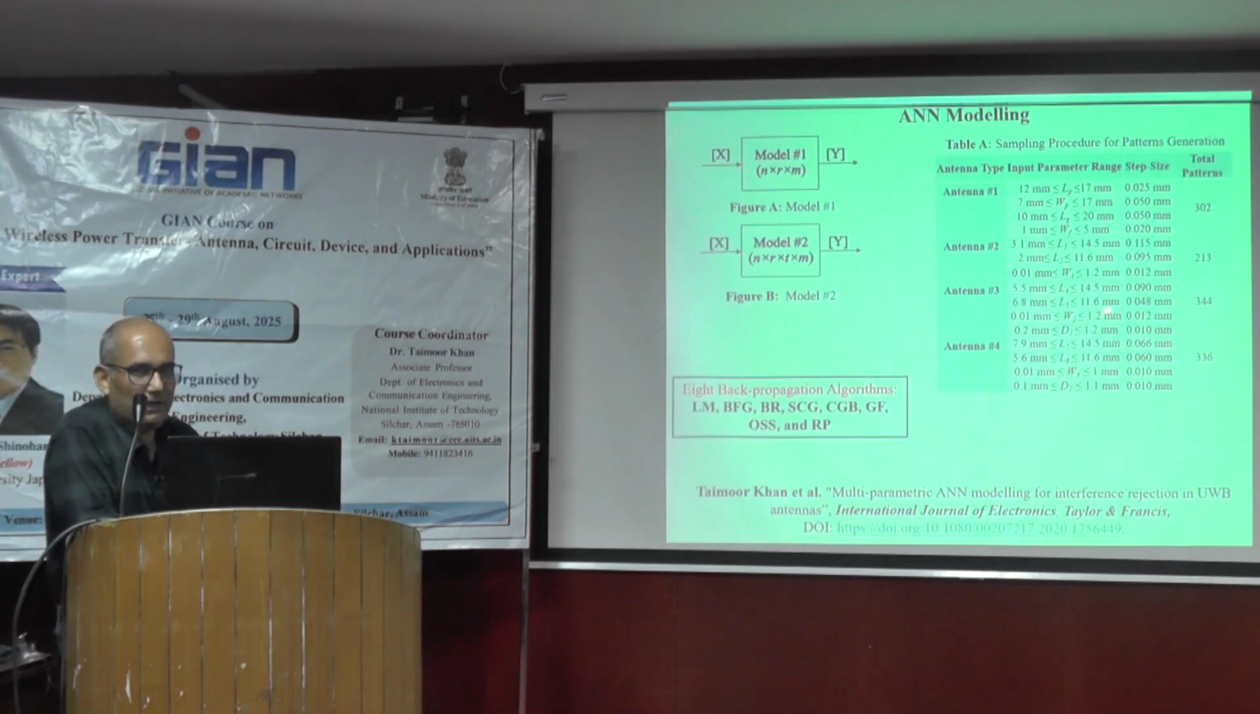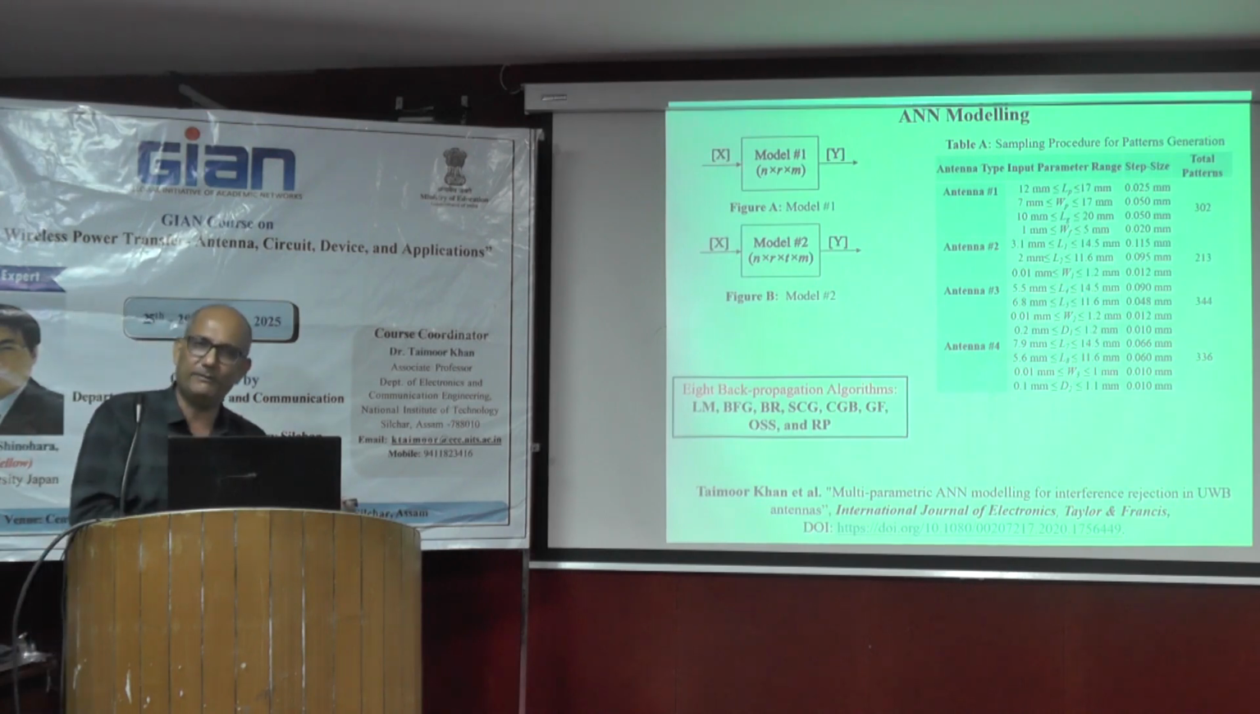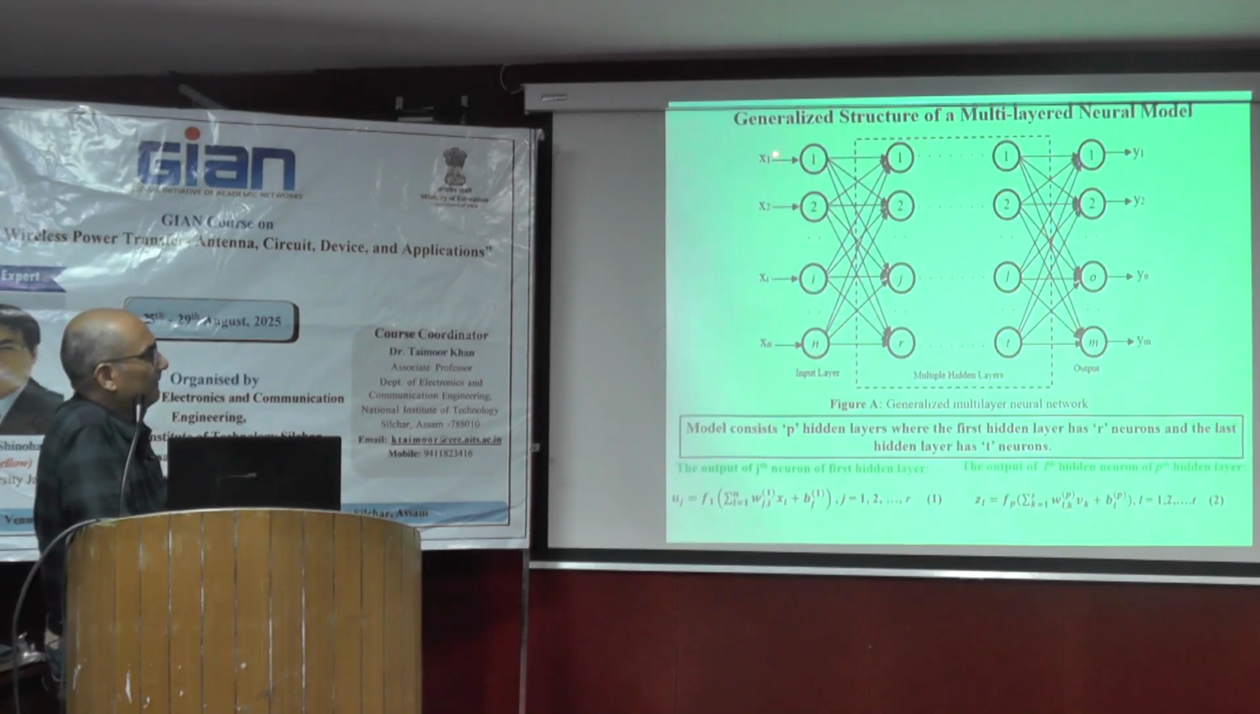Like first step is 12, second is 12.025, 12.050, something like that. Then the same pattern you are applying for antenna 1, 2, 3 and 4. These are the total number of data sets generated in each case, and finally total, if you combine that one, it becomes 1195. That is the model.